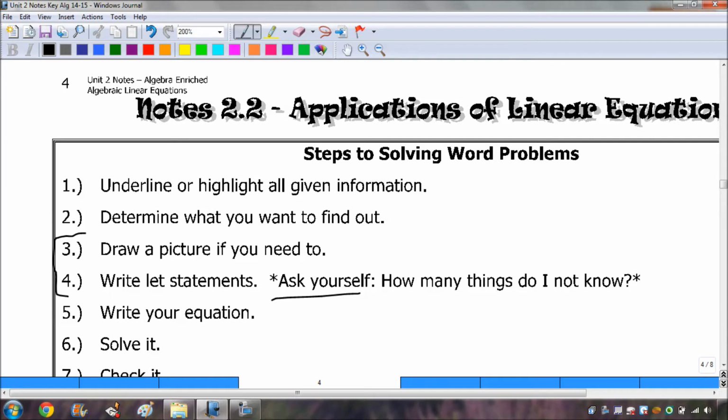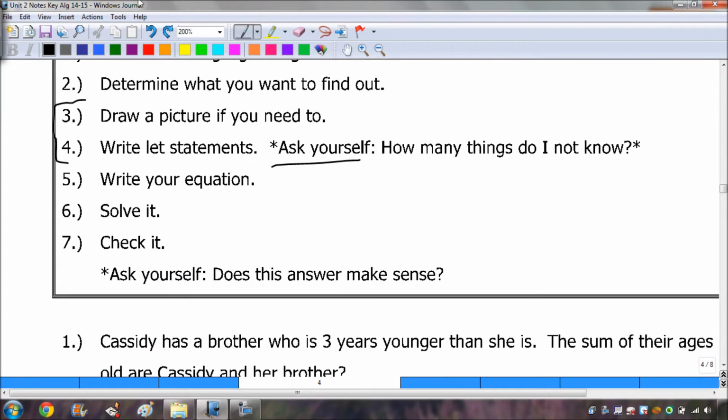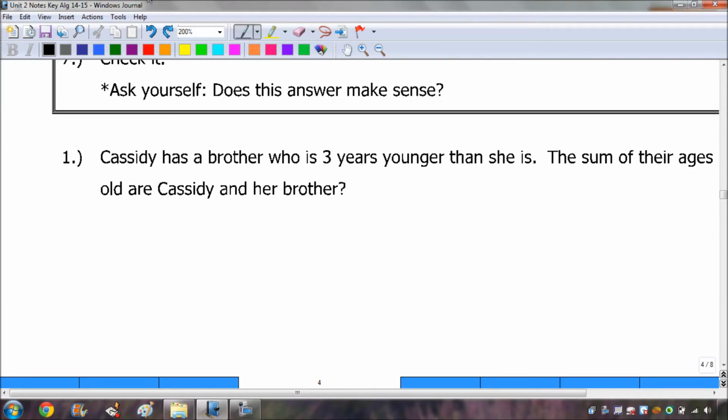Then once you figure out what your let statements are, you're going to write your equation. And writing your equation is super easy once you have your let statements, okay? Then you're going to solve your equation and then you're going to check it. And when you do that, you have to ask yourself, does your answer make sense?